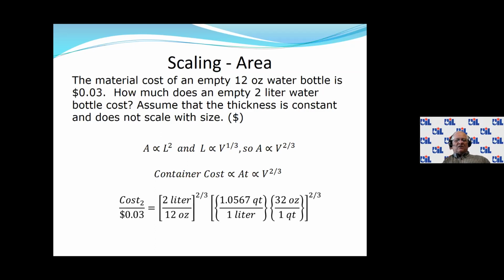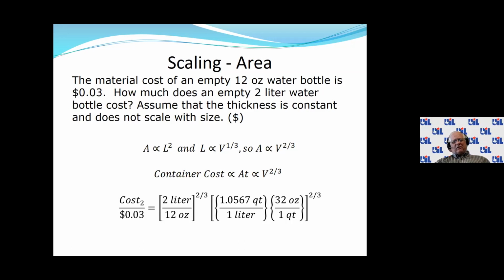Now what I can do is get the cost of the 2-liter container as a ratio to the cost of the 12-ounce container. It would be written this way: cost over 3 cents is equal to the volume of the 2-liter container, 2 liters, over 12 ounces for the small one. Again, it's to the 2/3 power because I'm relating areas to volumes here.